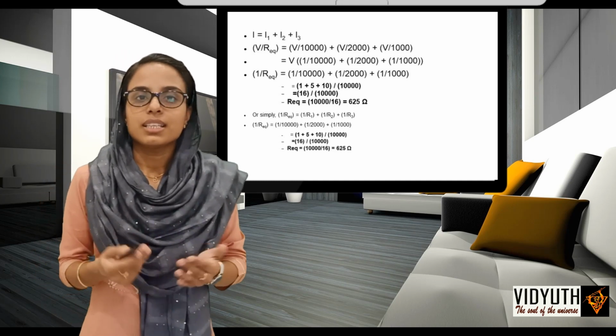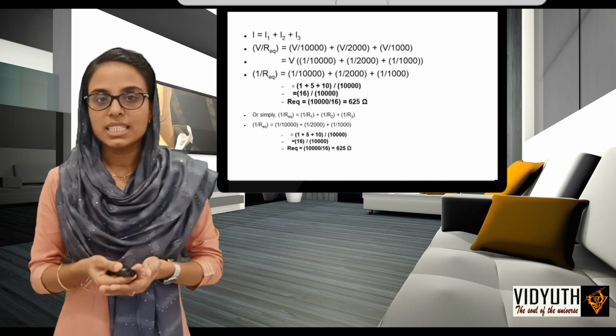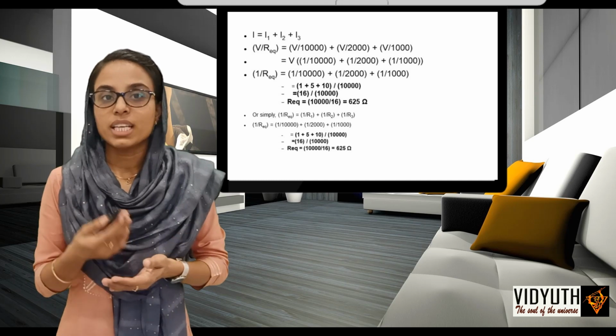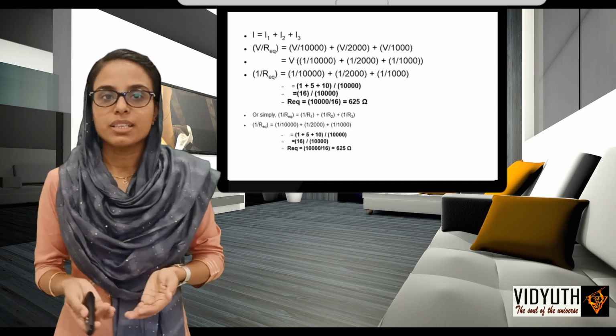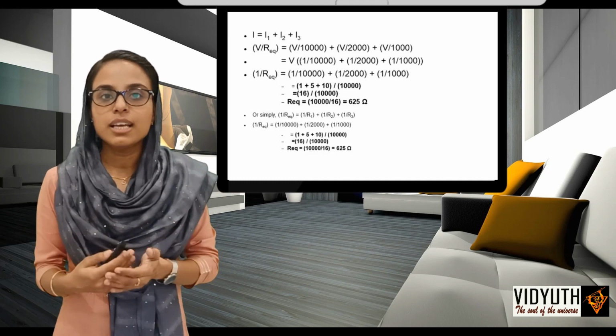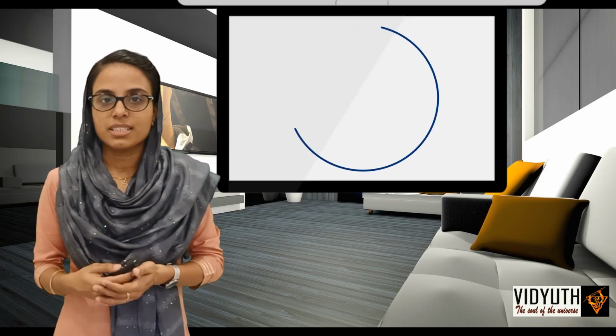So this is what we discussed in today's class: what a resistor is and what the combinations of resistors are, series connection, parallel connection, and how we can find out the equivalent resistance in series connection and parallel connection.